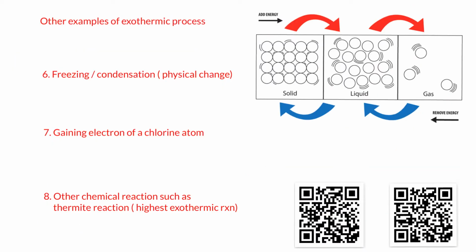So now we come to more examples of an exothermic reaction. You can see that in this case, when we have gas, it becomes liquid. That means the particles are coming closer together. So we are having bond forming. Like what we've mentioned before, bond forming, energy has to be released, energy release.